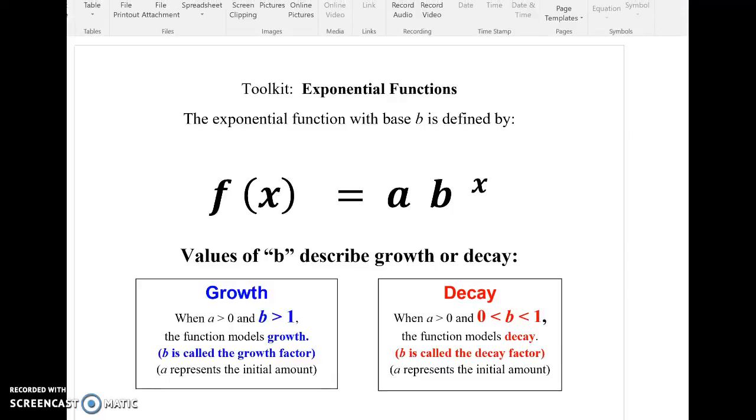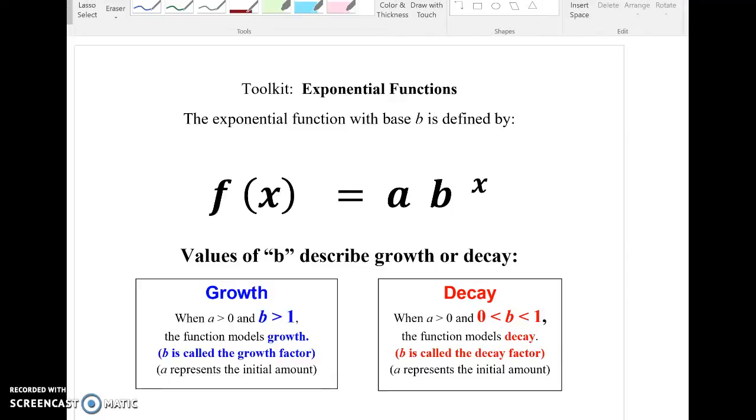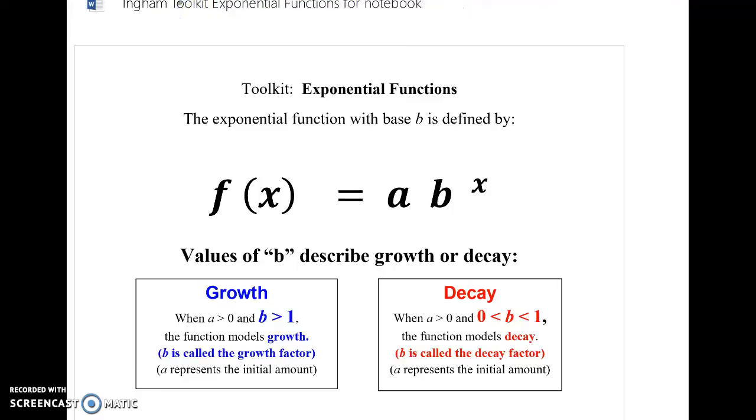Hi everyone, we're going to be filling out a quick part of our toolkit on exponential functions. It's just a little half sheet, so we'll glue it into your comp book in just a second, but let's fill in what we need to know.